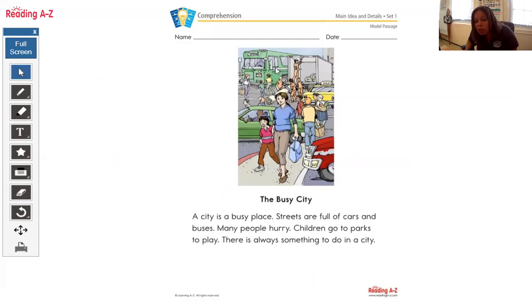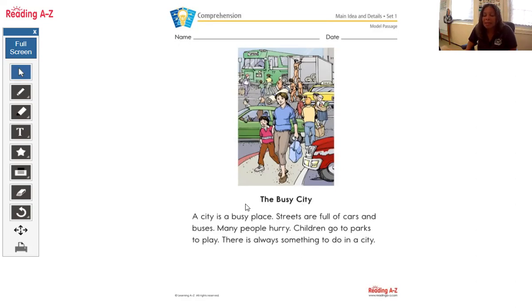You should look at the pictures. You see those pictures? You should look at the first sentence because this is normally where the topic sentence is going to be. And you should look at the last sentence. So these are 4 things that will help you figure out the main idea. Okay, so I'm going to read The Busy City for you. And as I'm reading, I want you to think about what the whole thing is about. Okay, what's the main idea?